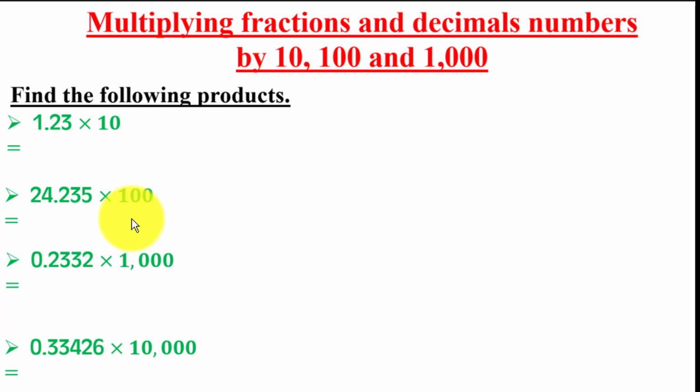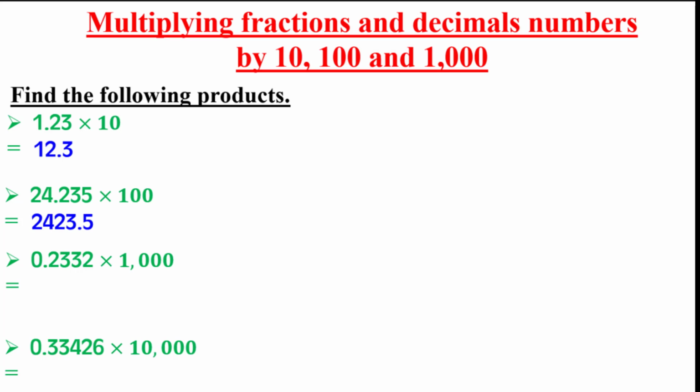and 3. Here multiplying by 100, we have 2 zeros, so move the decimal point to the right 2 decimal places. The point will be between 3 and 5 and so on. So the rule, just move the decimal point to the right according to the number of zeros we have. The first one will be 12.3. Move the decimal point 2 decimal places, it will be between 3 and 5.